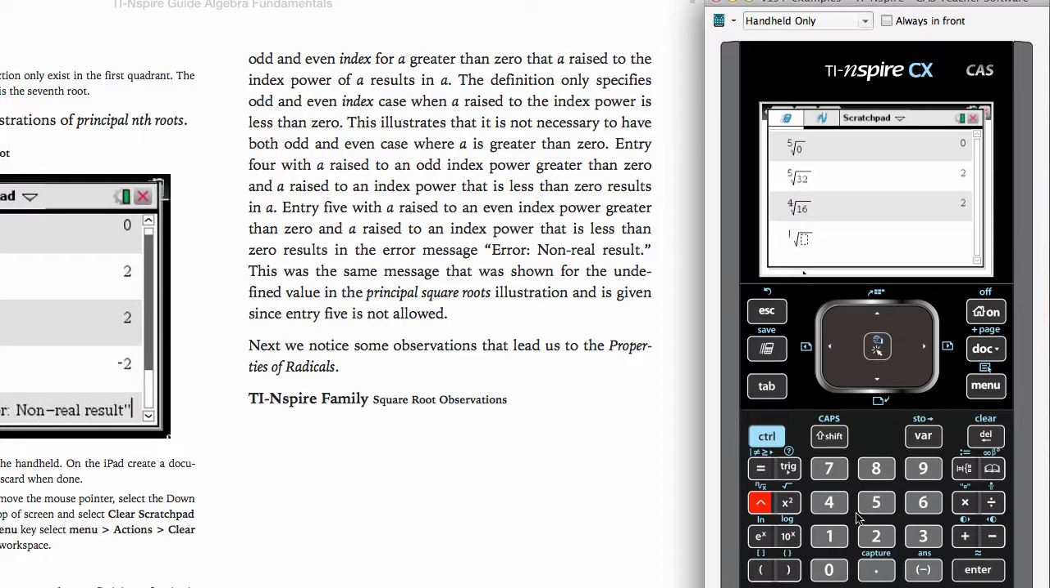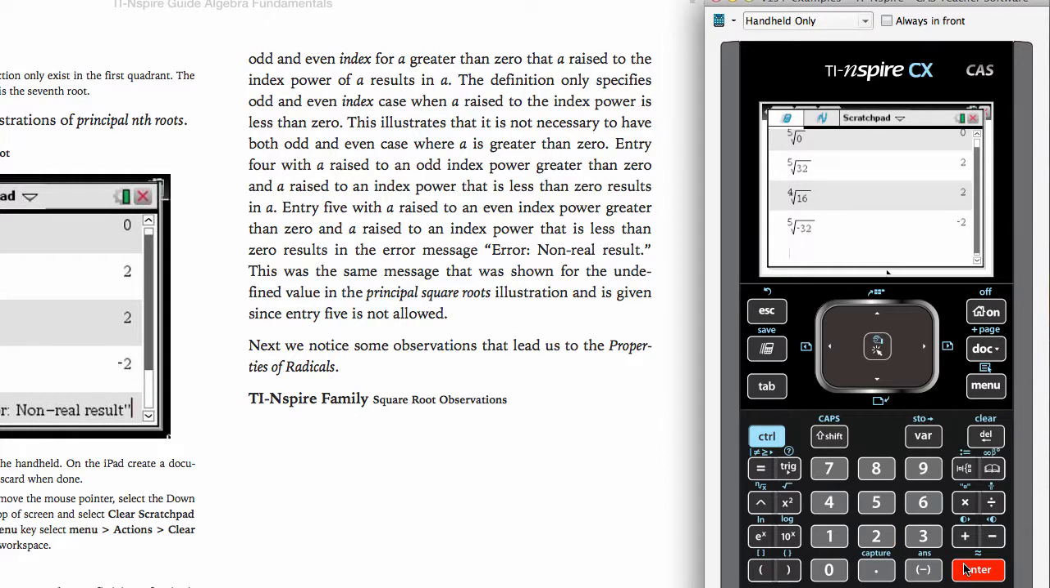The next, we'll do an odd index of a negative number. Control, fifth, negative 32, and we forgot to move over, so we have a syntax error. So let's correct this. We'll delete this part. We'll move over. Oops, we still got to go back. Still got a negative sign. Now we'll move over. Put in the negative 32. Press enter. Get negative 2.